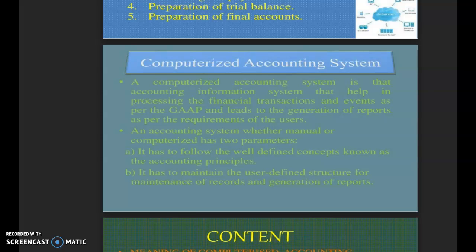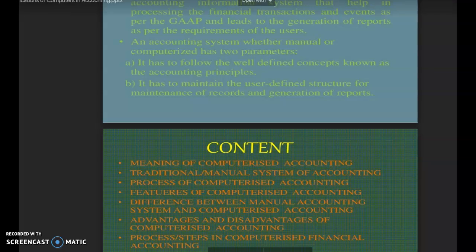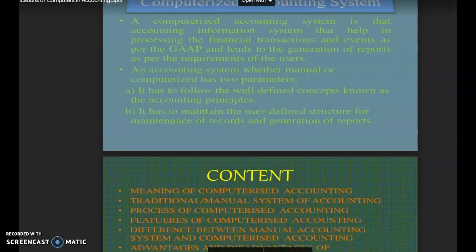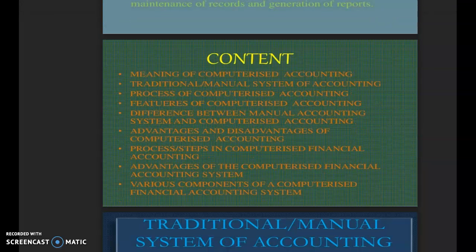So, a computerized accounting system means that system which applies the computer and technology for the preparation of various reports and up-to-date maintenance of accounting systems in an organization.